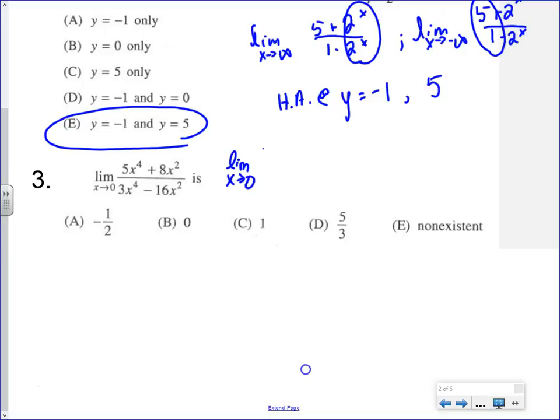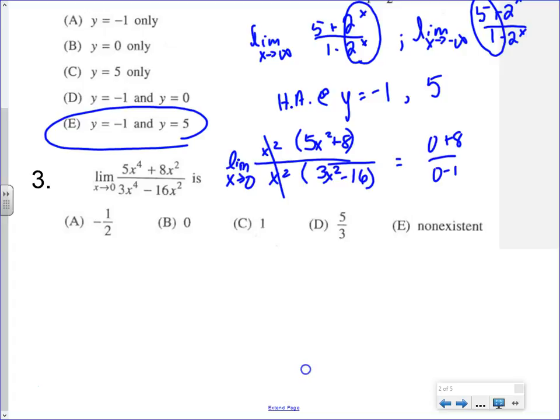You pull out the x squared. Hopefully you guys see they're just going to cancel, right? We end up with 5x squared plus 8, and we end up with 3x squared minus 16. Well, now what? Plug it in. But L'Hopital's would have worked, right guys? Sometimes it's faster, sometimes it's not. When you plug it in, you get 0 plus 8 over 0 minus 16, which is negative. You guys agree?